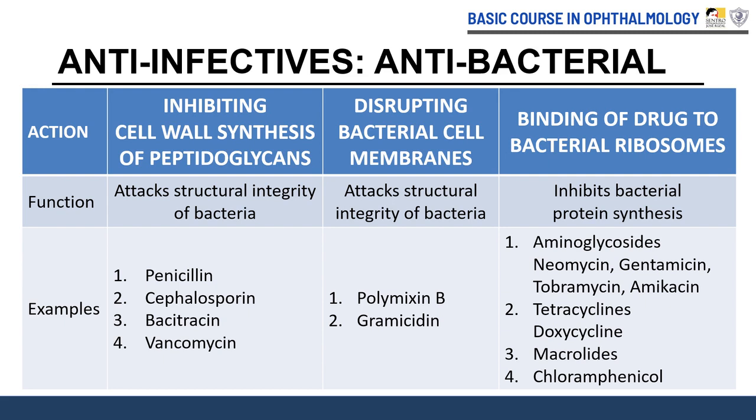Penicillin, cephalosporin, bacitracin, and vancomycin attack the structural integrity of bacteria by inhibiting cell wall synthesis of peptidoglycans. Polymyxin B and gramicidin attack the structural integrity of bacteria by disrupting bacterial cell membranes. Aminoglycosides, tetracyclines, macrolides, and chloramphenicol inhibit bacterial protein synthesis by binding of drug to bacterial ribosomes.